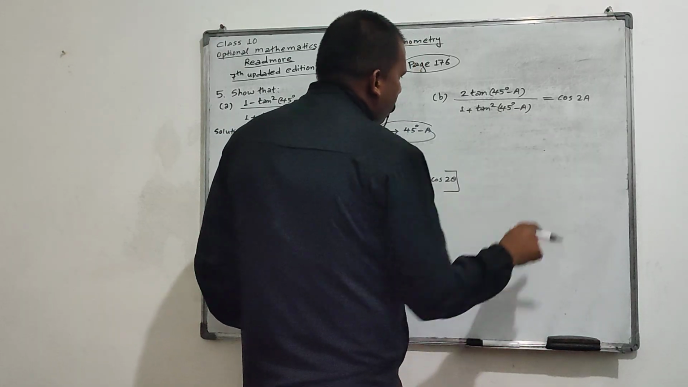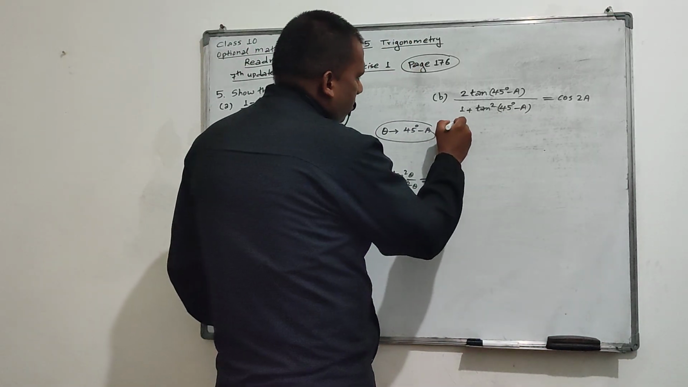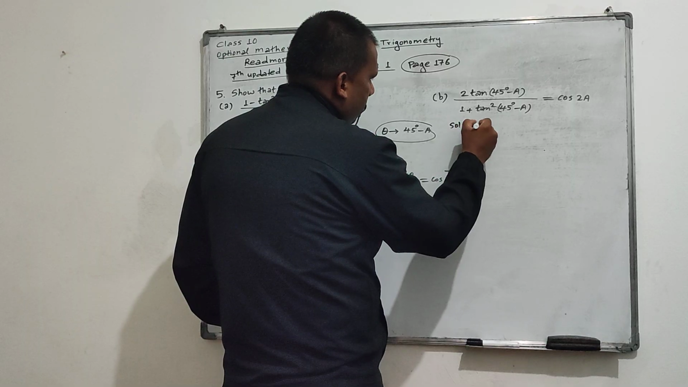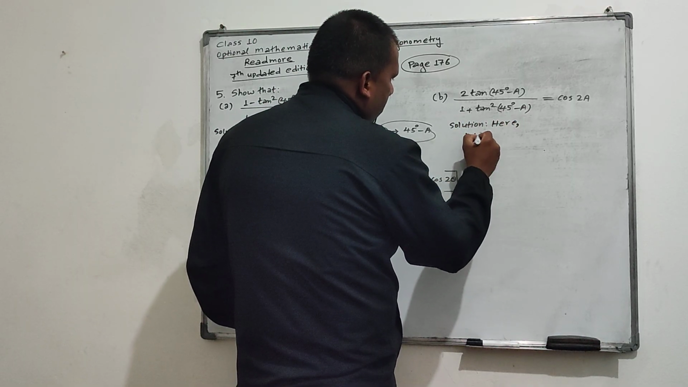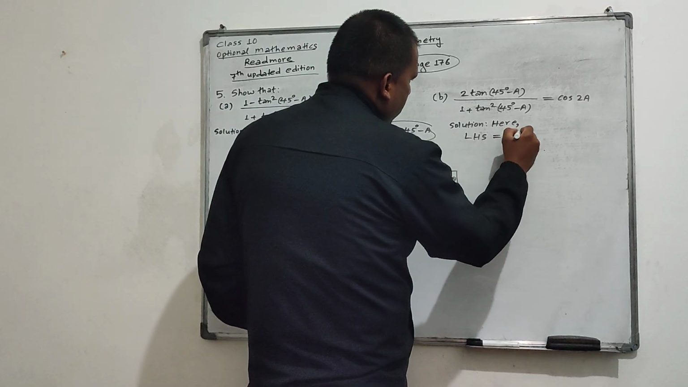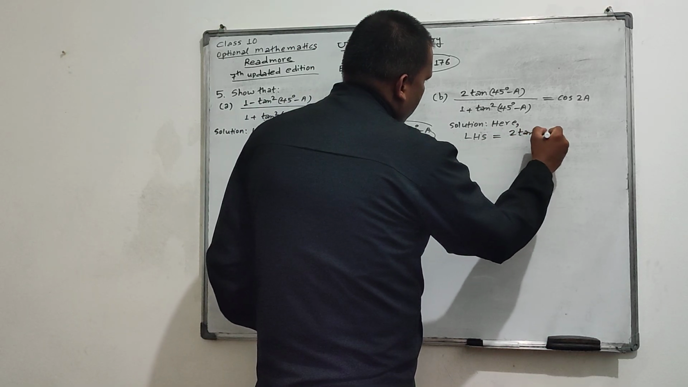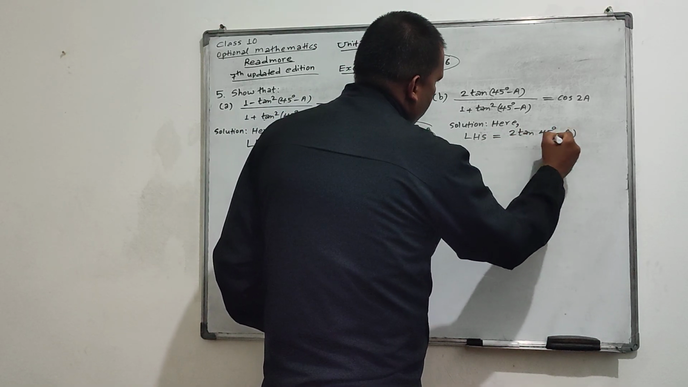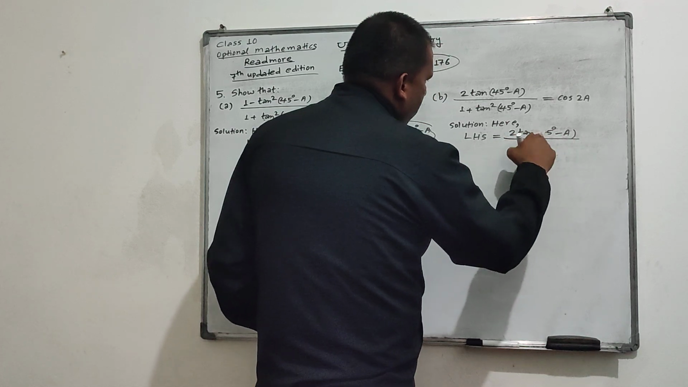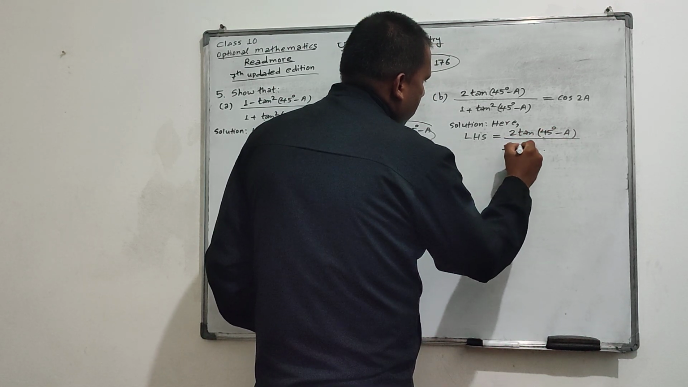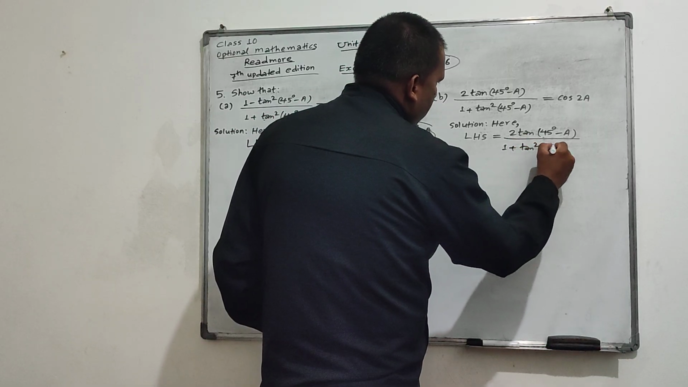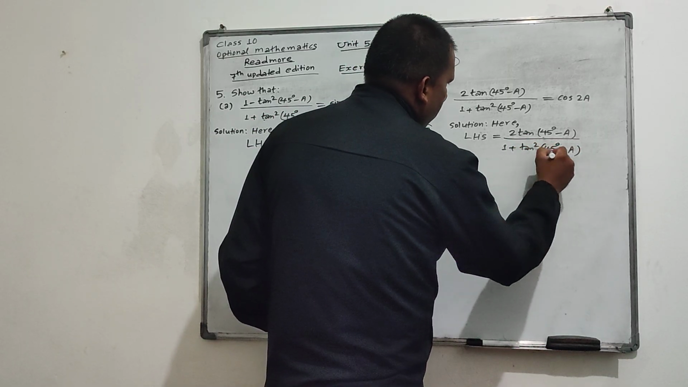Now B, we have 2 tan (45 degree minus A) upon (1 plus tan square (45 degree minus A)) equals sin 2A. Now its solution. Here, left hand side LHS equals 2 tan (45 degree minus A) upon (1 plus tan square (45 degree minus A)).